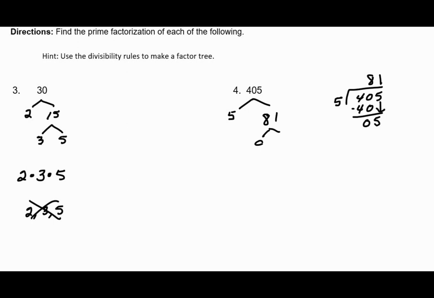And I know 81 is 9 times 9, and the 9s can break down into 3 times 3. So my final answer is going to be 3 times 3 times 3 times 3 times 5.